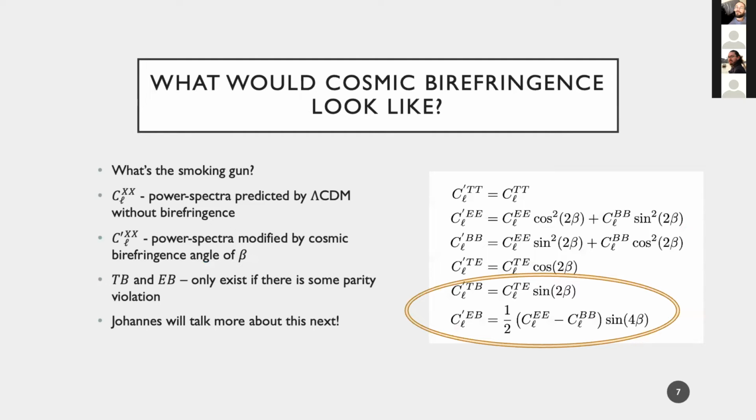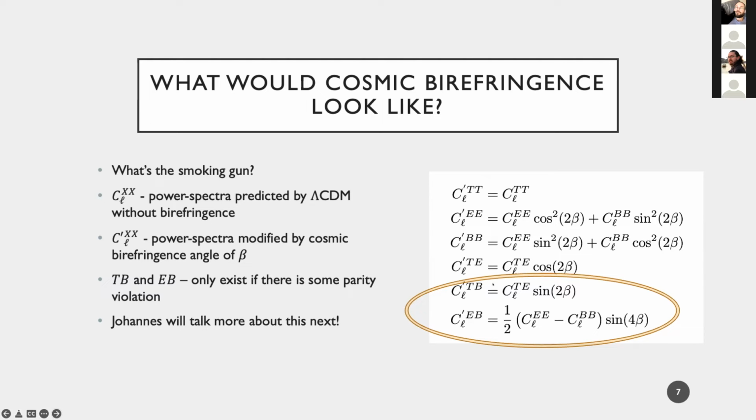So what would cosmic birefringence look like? What's the smoking gun? Here I have the equations for an observed power spectrum given a cosmic birefringence angle of beta. And I want to draw your attention to the bottom two equations here, because for a zero birefringence angle, you expect these to be zero.